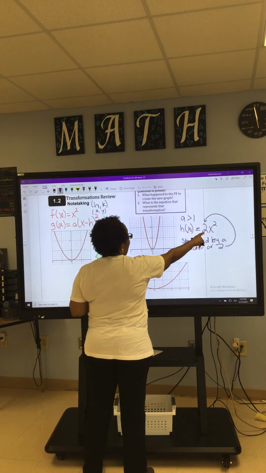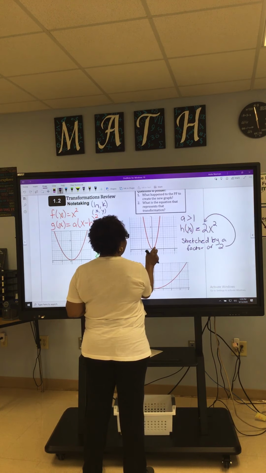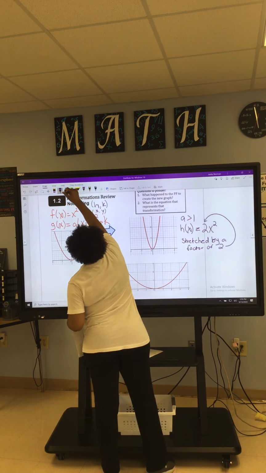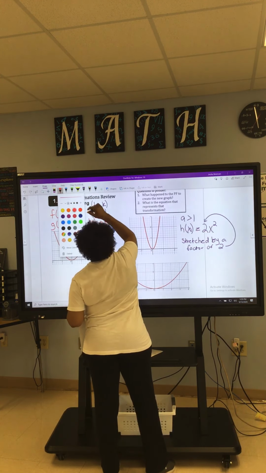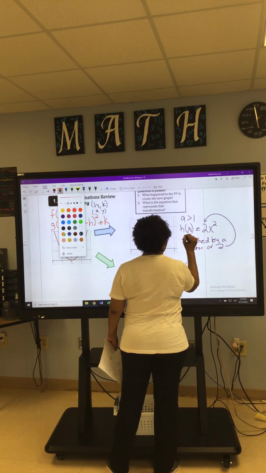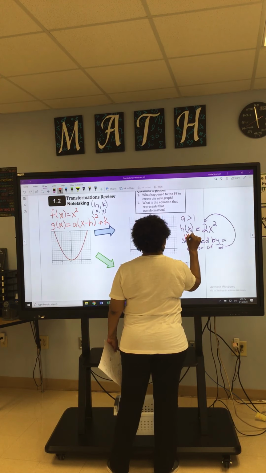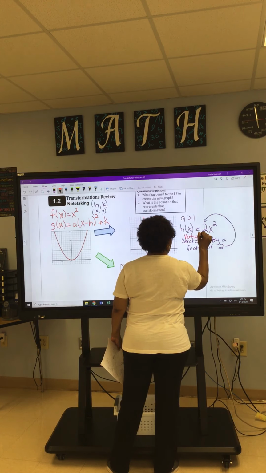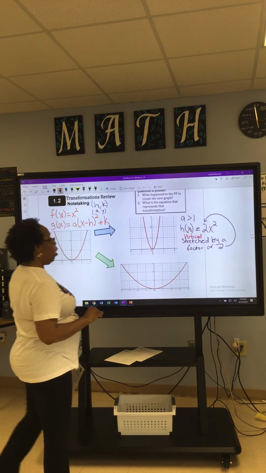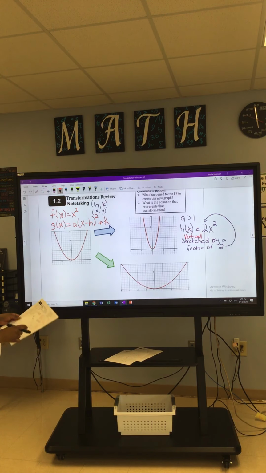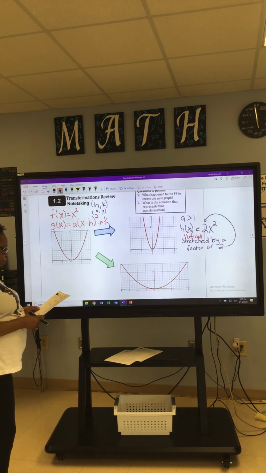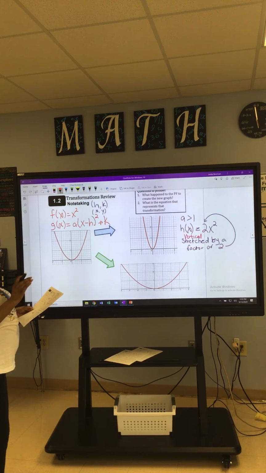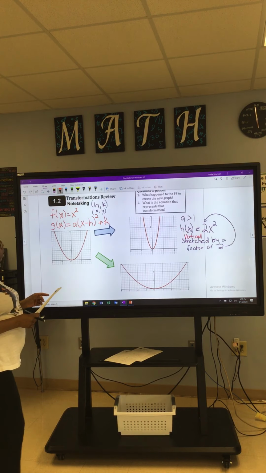Notice, when a is greater than 1, you get a vertical stretch. Let me put that right here, so you'll remember that word that goes with it. Vertical stretch. That's been vertically stretched by a factor of 2. Okay? Make sure you go back over there and take a look at that to make sure that makes sense to you.